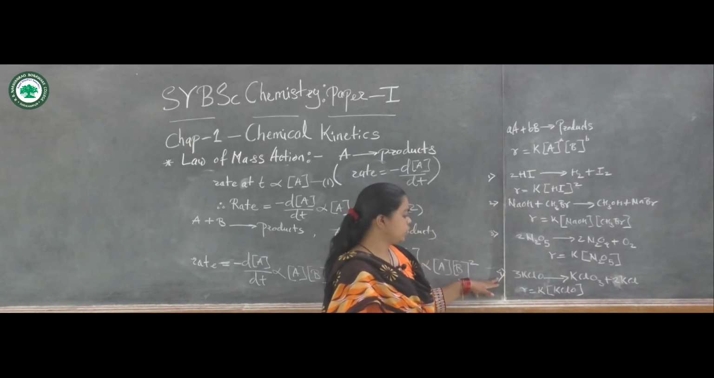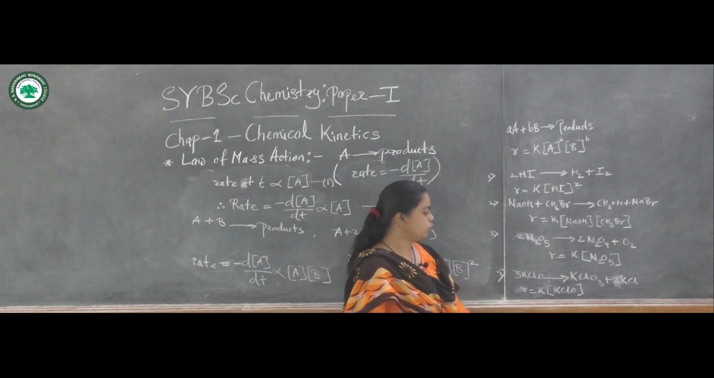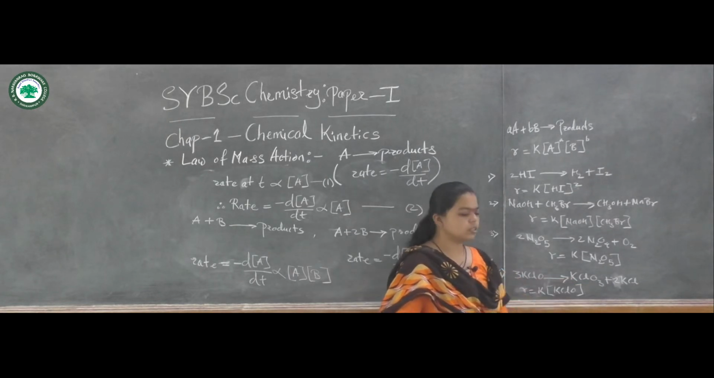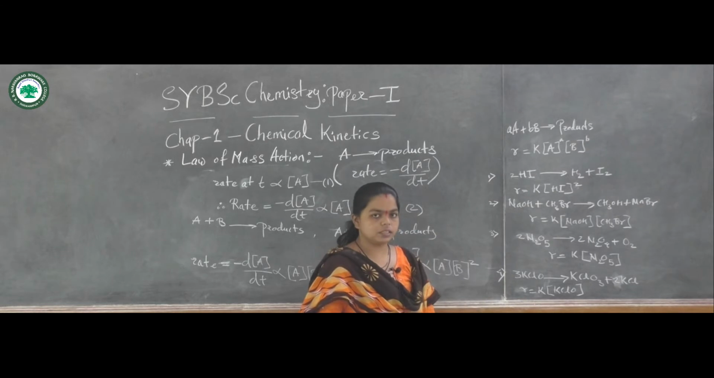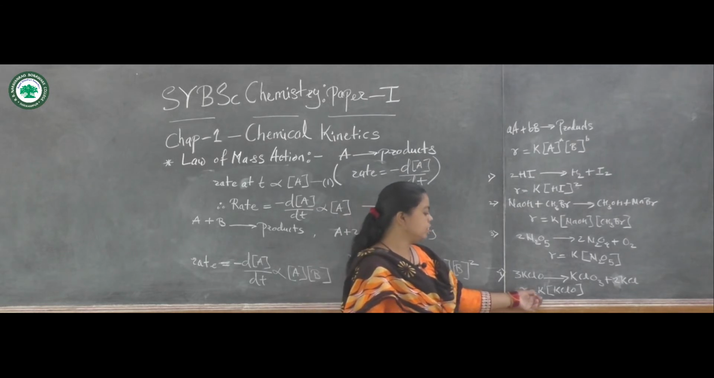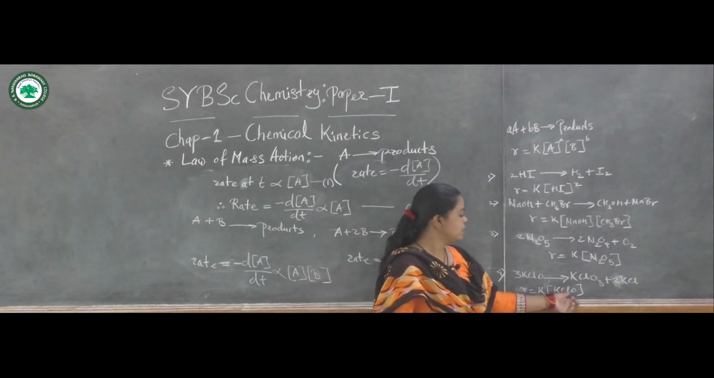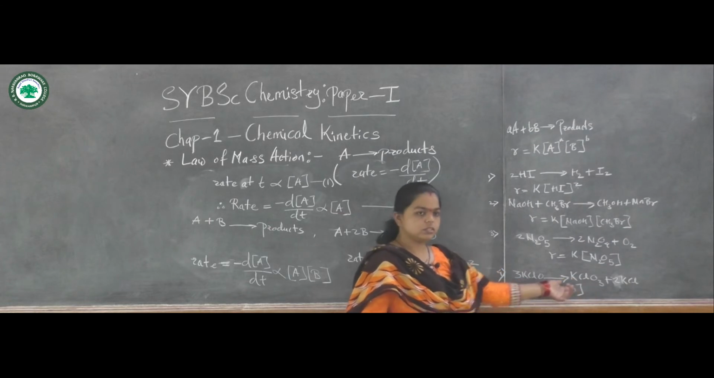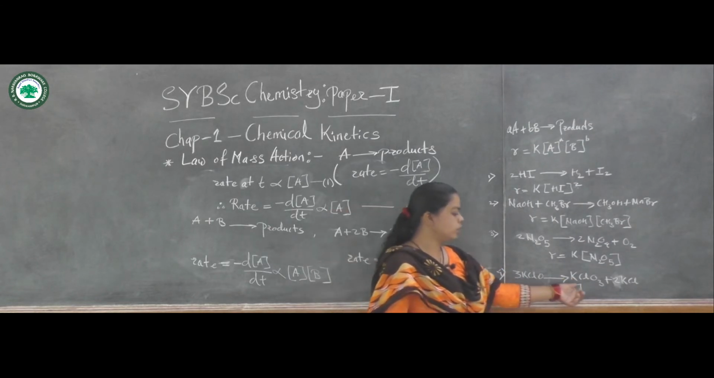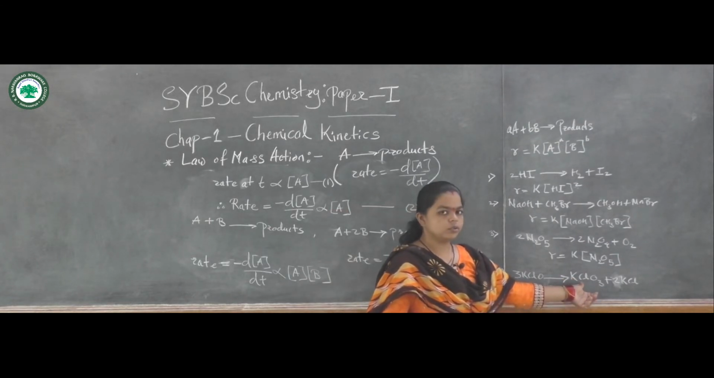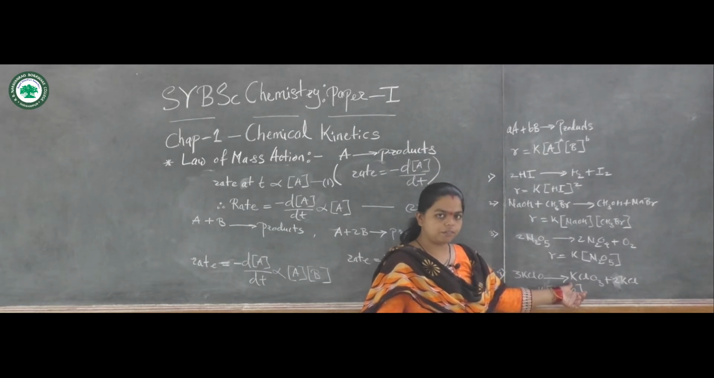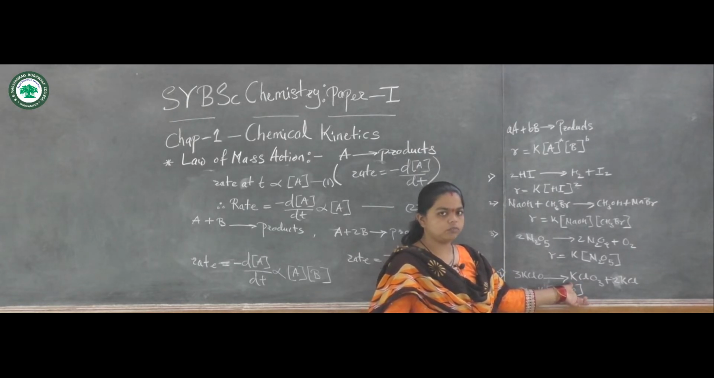Now for the fourth reaction, if we consider KClO4, 4 molecules of KClO giving KClO3 plus 2 KCl. So if we write the rate R equals k into [KClO], the coefficient 3 is not given here. So these reactions cannot obey the law of mass action or rate law.